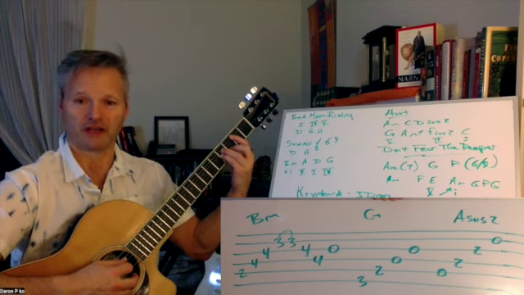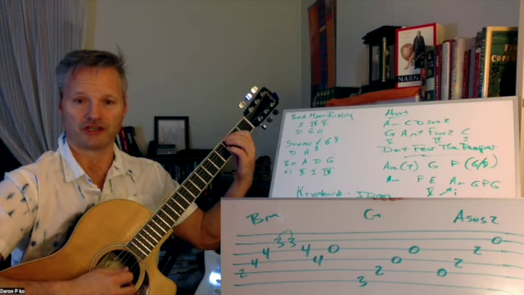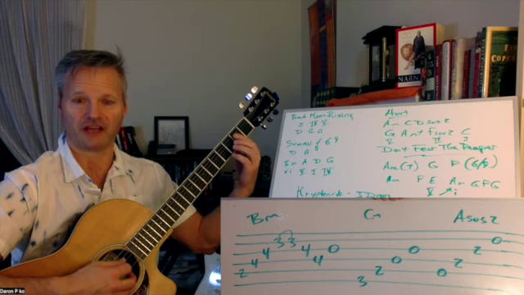So here's B minor again. Open G string as I go to a G chord. Open G string as I go to the A.